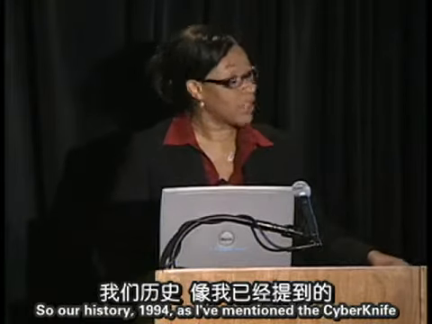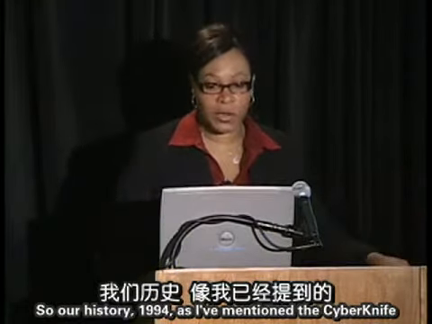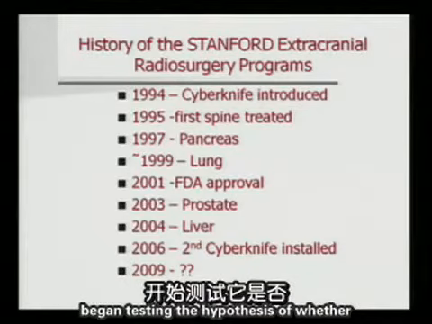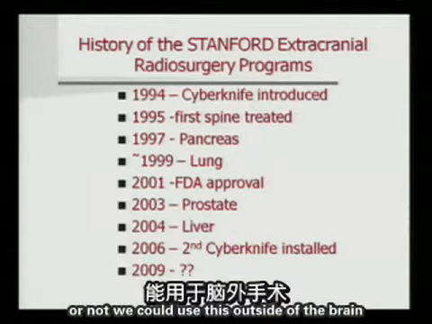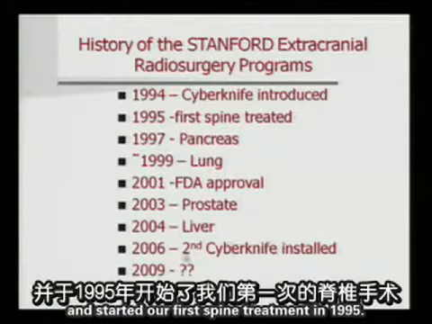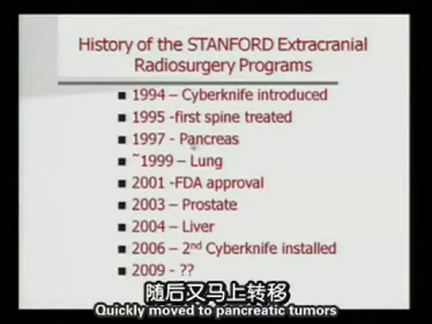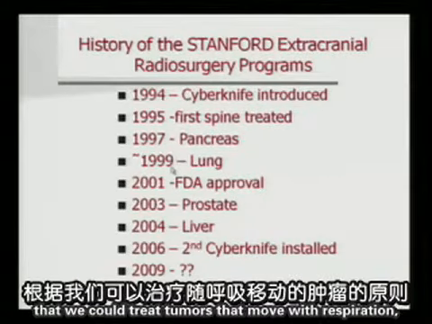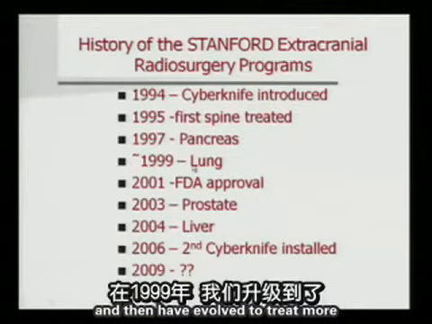So our history, 1994, as I mentioned, the CyberKnife was introduced. We very quickly after the introduction began testing the hypotheses of whether or not we could use this outside of the brain, and started our first spine treatment in 1995. Quickly moved to pancreatic tumors as a proof of principle that we could treat tumors that move with respiration. And then have evolved to treat more lung tumors.